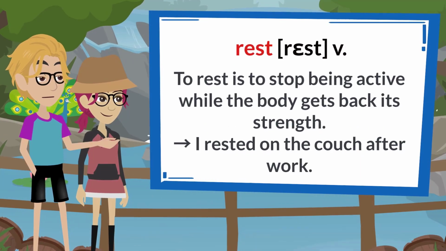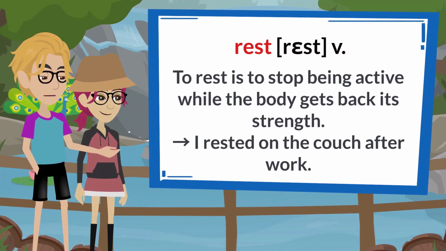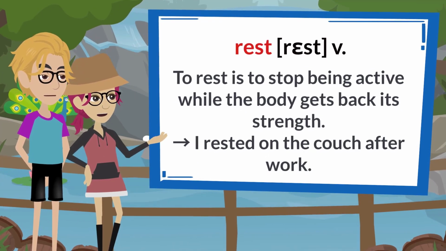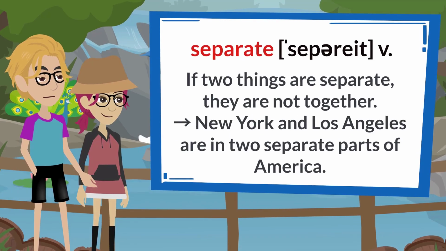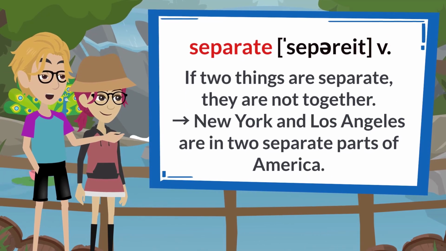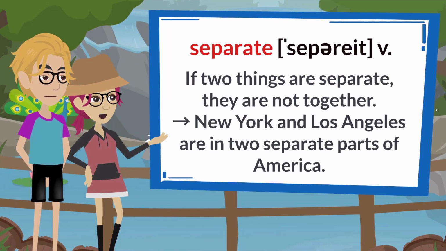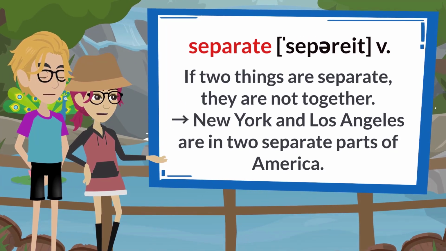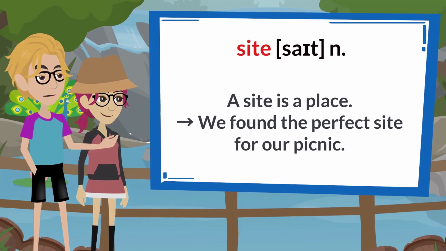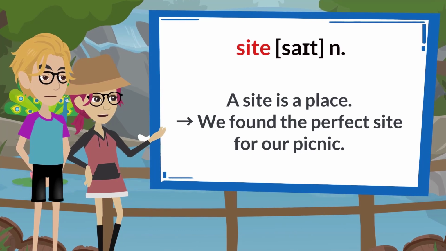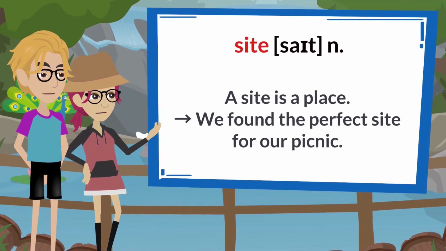Rest. To rest is to stop being active while the body gets back its strength. I rested on the couch after work. Separate. If two things are separate, they are not together. New York and Los Angeles are in two separate parts of America. Site. A site is a place. We found the perfect site for our picnic.